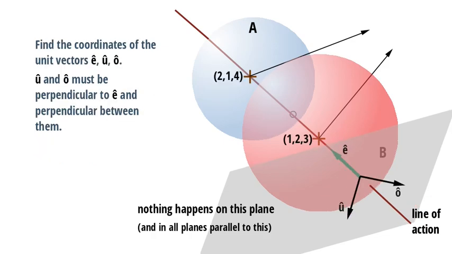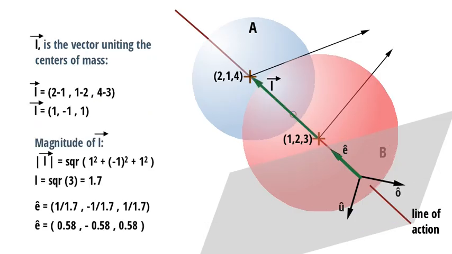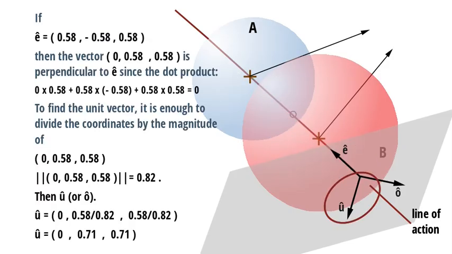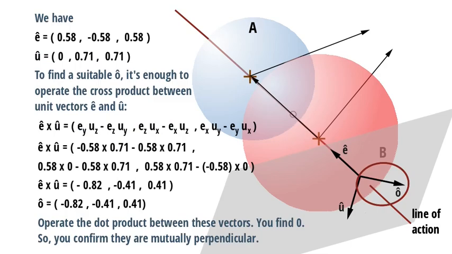Find the coordinates of the unit vectors E, U and O. U and O must be perpendicular to E and perpendicular between them. L is the vector uniting the centers of mass. Dividing by its magnitude, we find the coordinates of E. To find another unit vector, U, perpendicular to E, it's enough to make sure that the dot product with E will be null. To find the third unit vector, O, we operate the cross product between E and U.